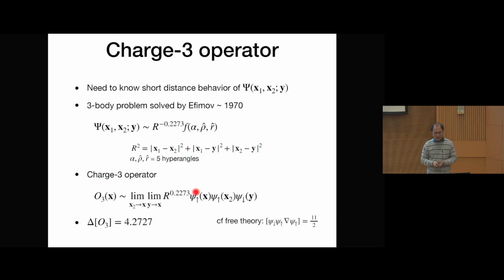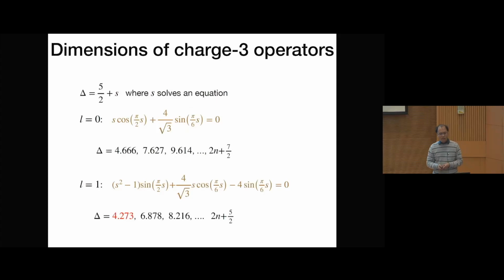And we find that the dimension of this operator turned out to be 4.2727. That can be compared with the free theory, where the corresponding operator has dimension 5.5. Let me show you the equation from which this transcendental number is obtained. I won't be able to explain this, but what Efimov's method has allowed us to do is to solve the three-body problem and derive this dimension.